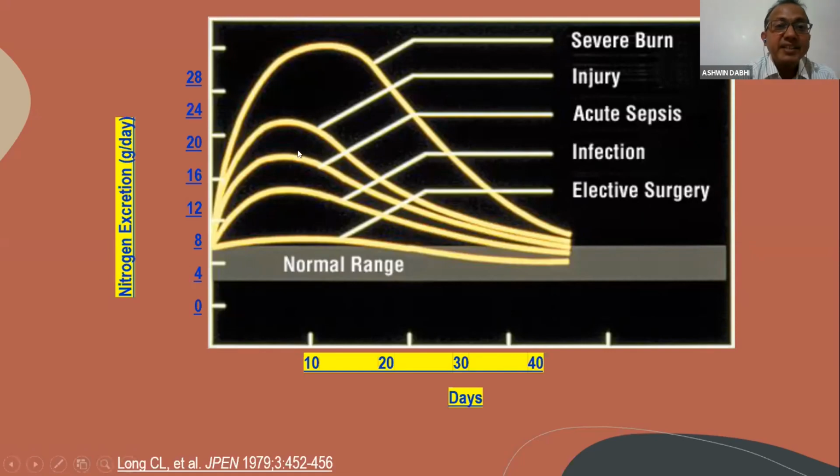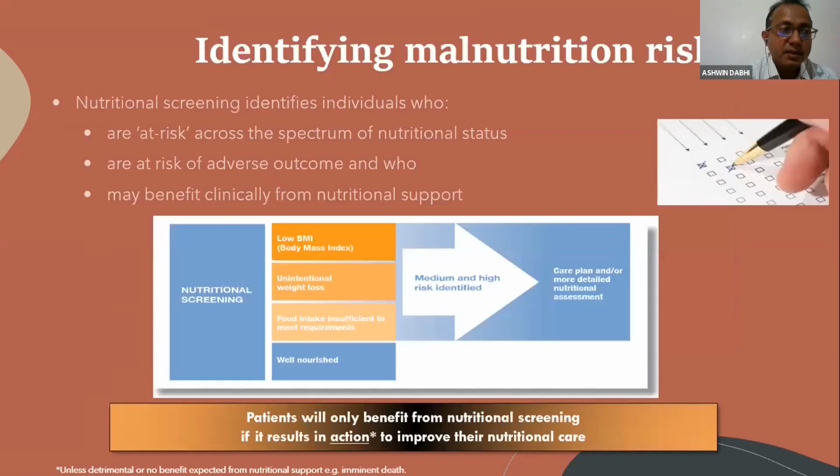And somebody with COVID sepsis, as we have noticed in the last 1 year, the nitrogen excretion goes as high as 20, and somebody with severe burns, it goes even up to 30, which is equal to almost 200 grams of protein. And all of you know that 1 kilogram of muscle contains 300 grams of protein. So there is a loss of close to 500 grams to 1 kilogram of lean body mass per day in patients who are critically ill. So identifying the malnourished risk in the initial journey of the patient is very crucial.